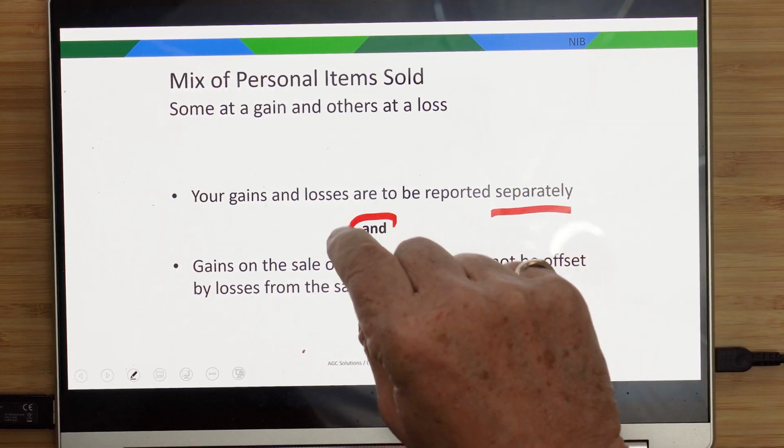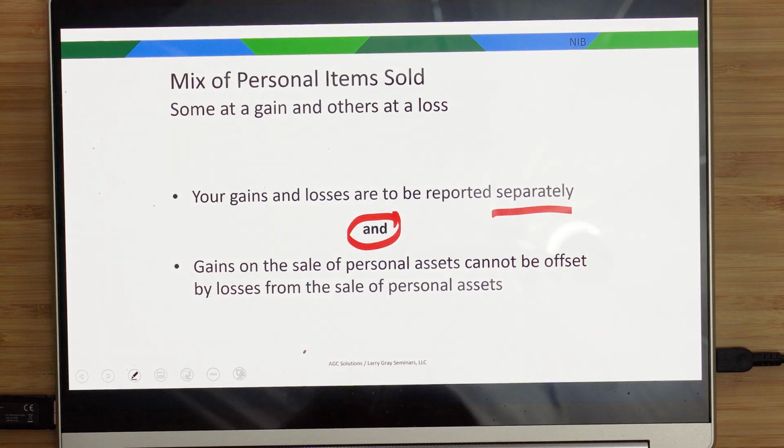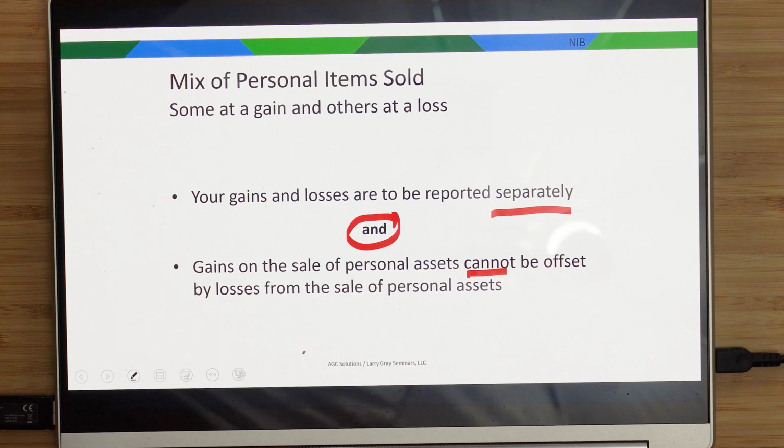And that means both. Gains on the sale of personal assets cannot be offset by losses from the sale of personal assets. Let me repeat that. If we had two couches, or a couch and a love seat, one sold for a profit and one for a loss, we can't put them together and offset them. So you're going to have to report them separately. Let's take a look at reporting them separately.